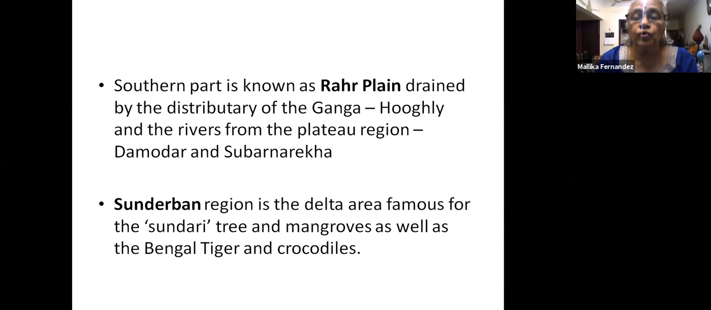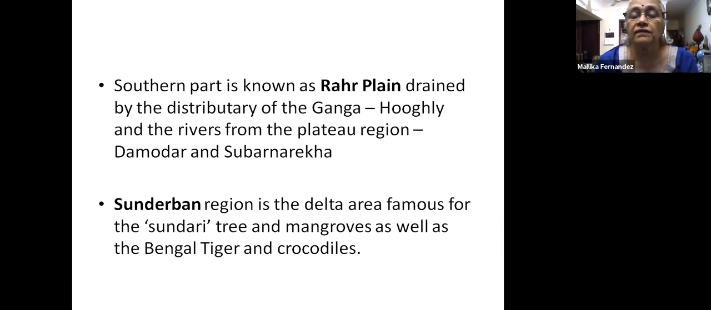Then the southernmost part of the plain is called the Sundarban. So we have names of the plains in this region. One is your Rar Plain, which is mainly the main part of Bengal, West Bengal. And the second one is the Sundarban region, which is the Delta region.